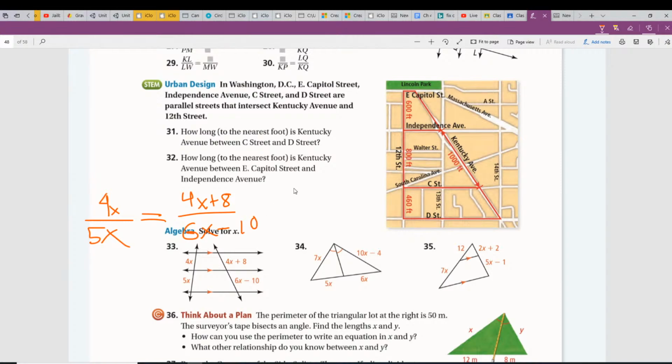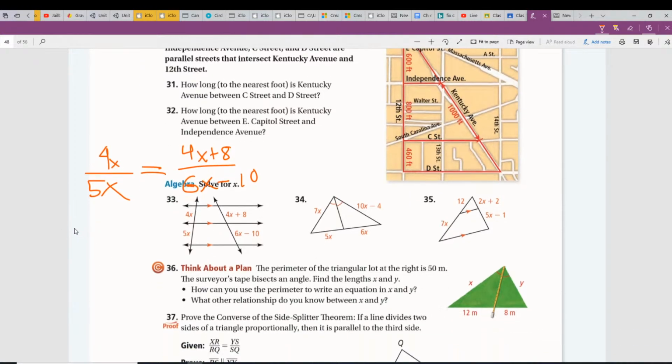We have a quadratic. Uh-oh, why do we have a quadratic? Oh no, but it's fine. We have 4x times 6x minus 10. So we have 24x squared minus 40x is equal to 20x squared plus 40x.